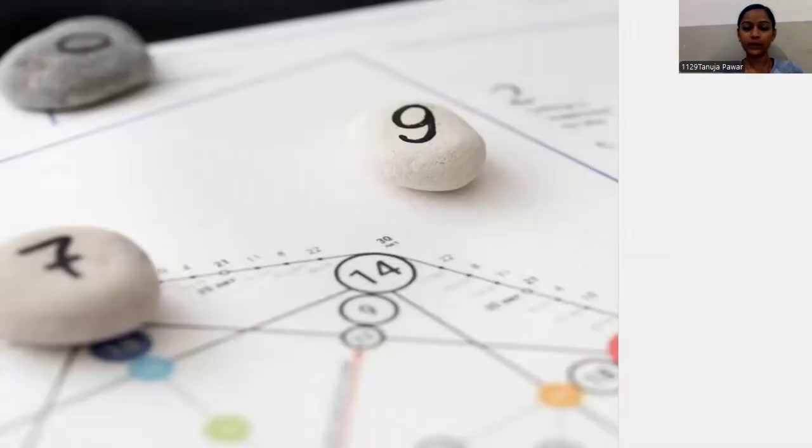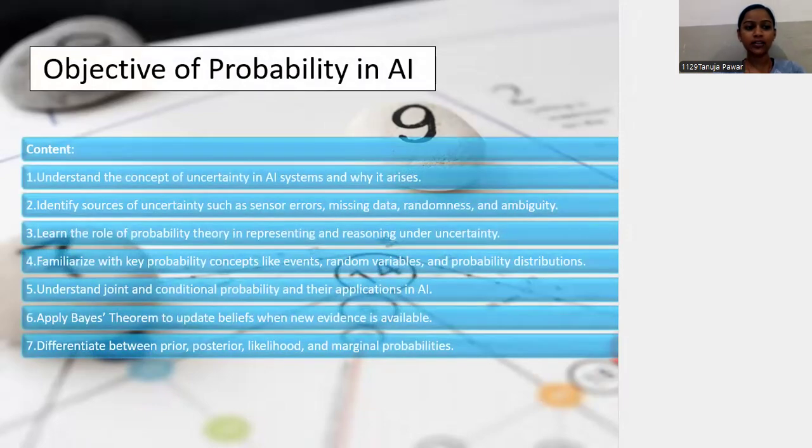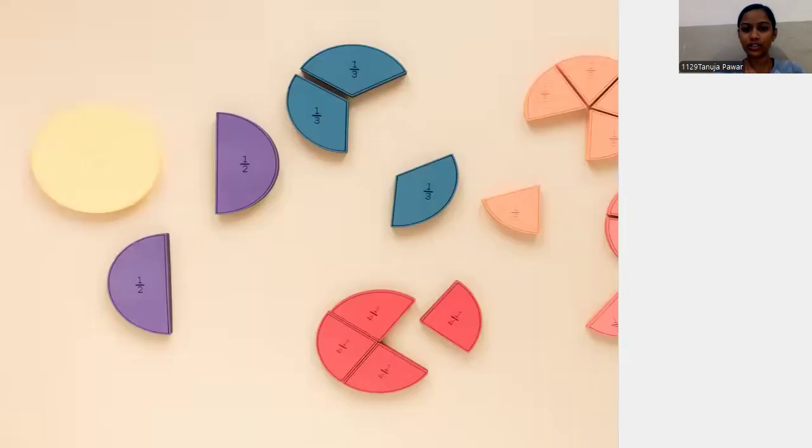Today I am presenting the PPT on handling uncertainty with probability. The objectives of probability in AI are to understand the concept of uncertainty, identify the sources of uncertainty such as sensor errors, missing data, randomness, and ambiguity, learn the role of probability theory in representing and reasoning about uncertainty, familiarize with key probability concepts like events, random variables, and probability distributions, understand joint and conditional probability and their applications in AI, apply Bayes theorem to update beliefs when new evidence is available, and differentiate between prior, posterior, likelihood, and marginal probabilities.